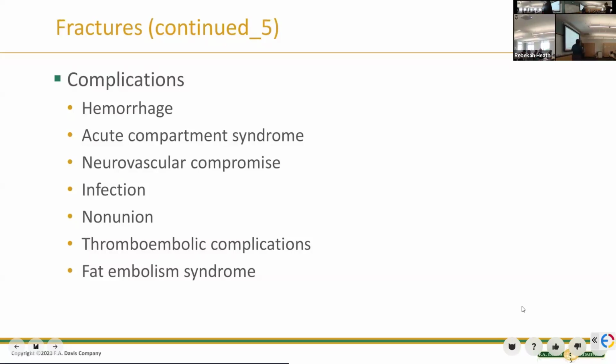We're always worried about infection. Non-union. So union is bringing something together, right? Non-union means you bring the bone together, but it doesn't heal. It doesn't sit like it should, right? That could happen. And then thromboembolic complications. Let's do some word building. So thrombus, and embolic. So what is a thrombus?